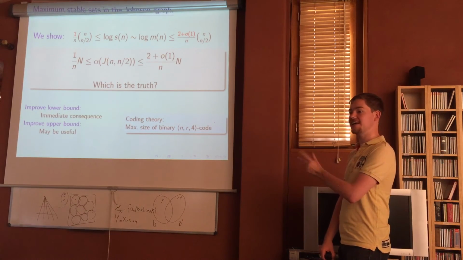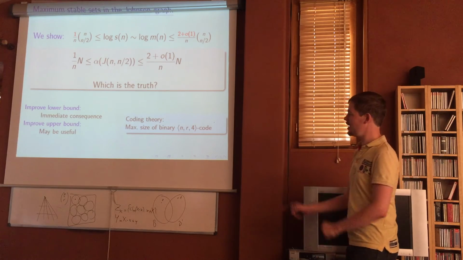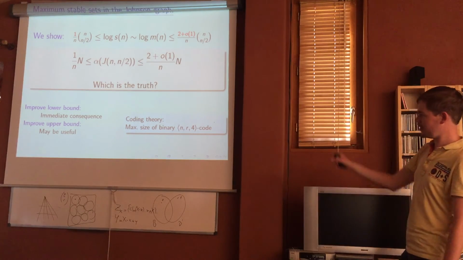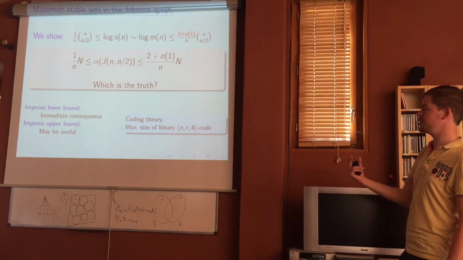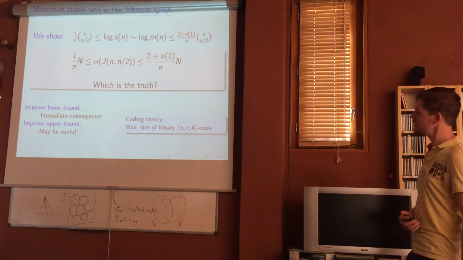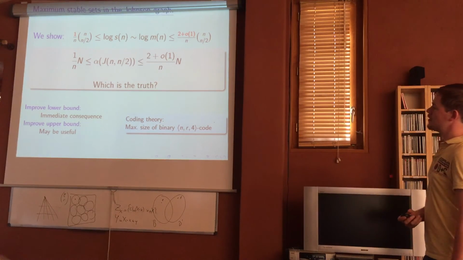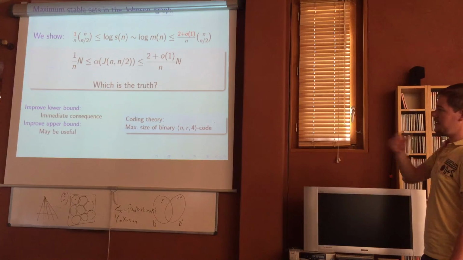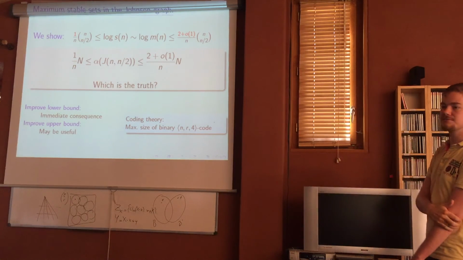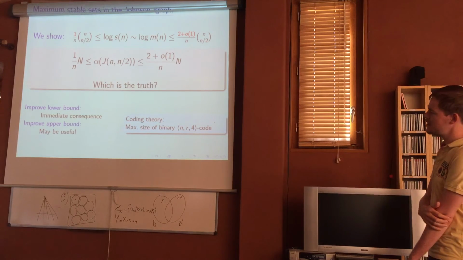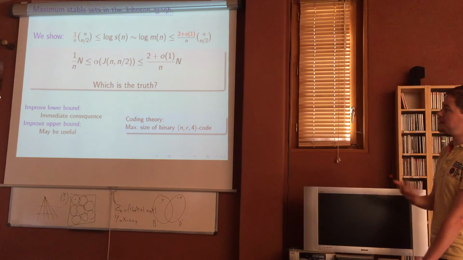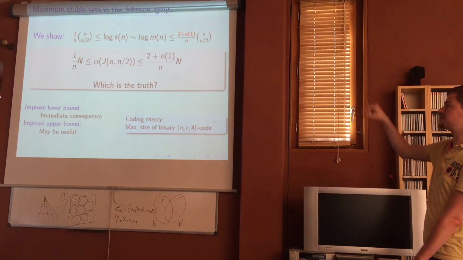So if you find anything that improves either bound, especially people in coding theory, it would be very interesting, because these stable sets relate to the maximum size of a binary code of constant weight. If you improve the lower bound, then this immediately improves the lower bound that we have on sparse paving matroids. If you improve the upper bound, then this may be very useful to decrease the factor 2 that we have.